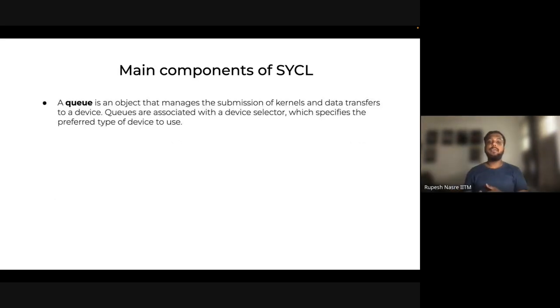Next, the queue. Basically, a queue is an object that manages submission of kernels. Let's suppose I wrote a kernel and now I want to assign this work to a particular device. How can I assign that work to that particular device? We can simply use a queue. At the creation of the queue, we assign it: this queue is for this particular device. Then we can submit the work, which will be executed on the device.